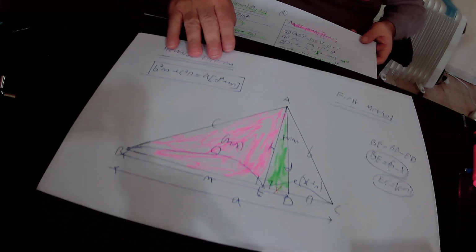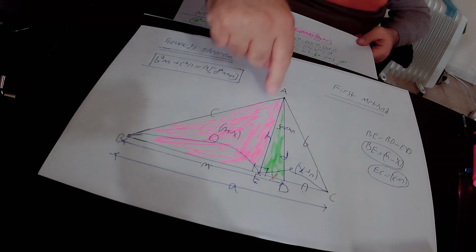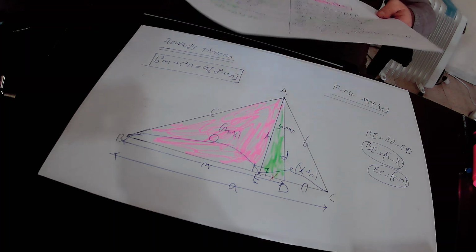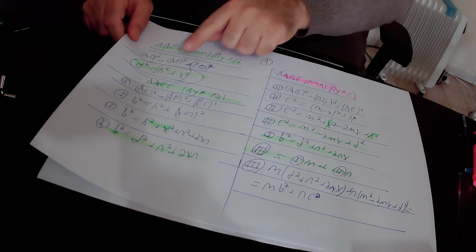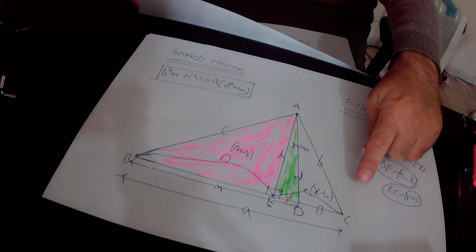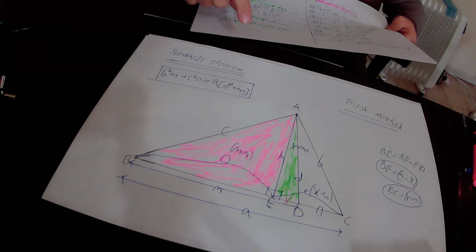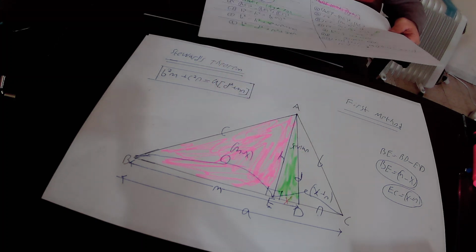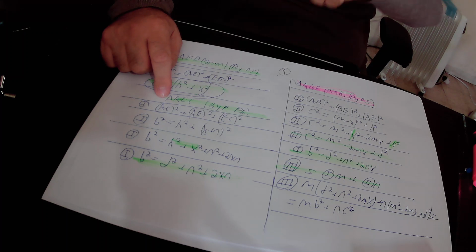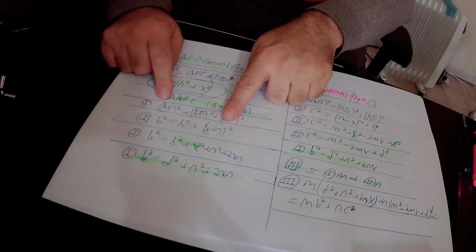Then we implemented the Pythagoras theorem on triangle AEC. In the right triangle AEC, according to the Pythagoras theorem, AC square equals AE square plus EC square. AC equals B, therefore AC square is B square. AE equals H, therefore AE square is H square. And finally, EC equals X plus N, therefore EC square is X plus N square. So in conclusion, B square equals H square plus X plus N square.